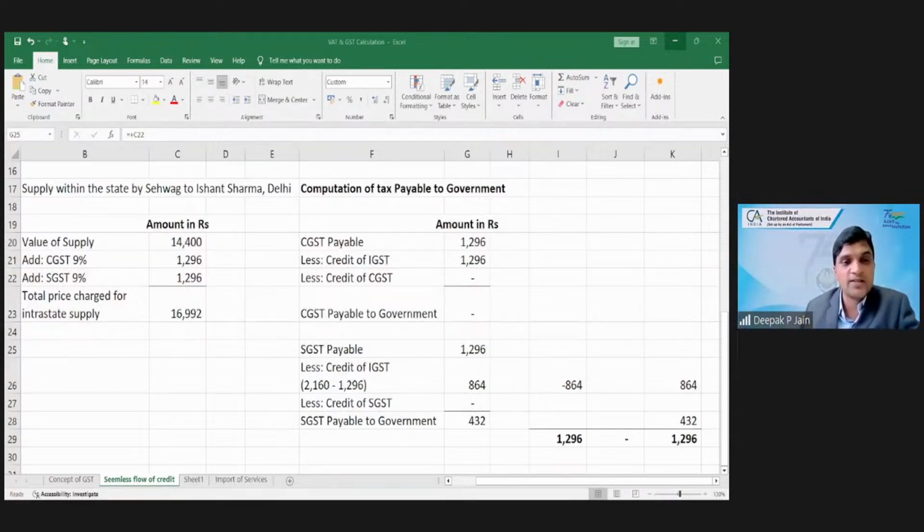Why? How will he pay this? SGST, he is payable 1,296, but he has credit of IGST. That much of IGST credit he will utilize. SGST payable again 1,296. So 1,296 in that. Credit, what is left over after payment of CGST is what I will offset. Balance will be payable to the government.